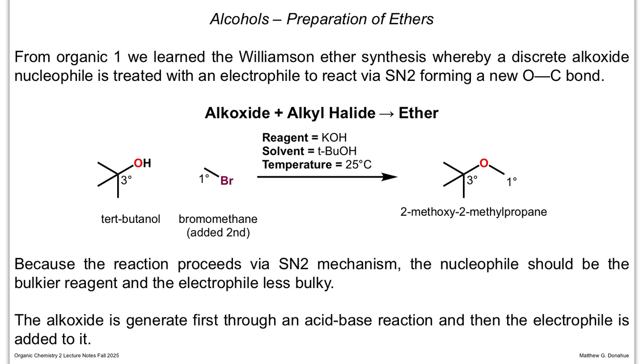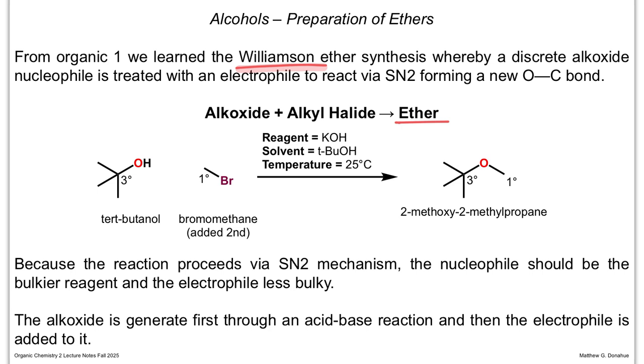So we had left off last time talking about activating alcohols to sulfonates and then doing the SN2. One of the SN2 reactions that we learned in Organic 1 was the Williamson ether synthesis. So that's a pretty standard reaction, and that will lead us into the functional group ethers.